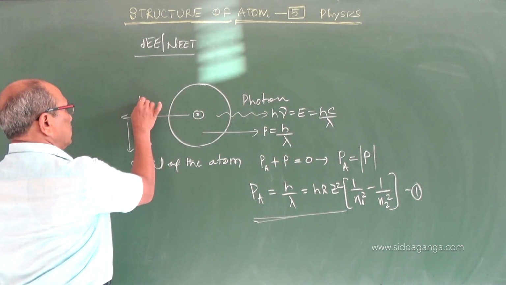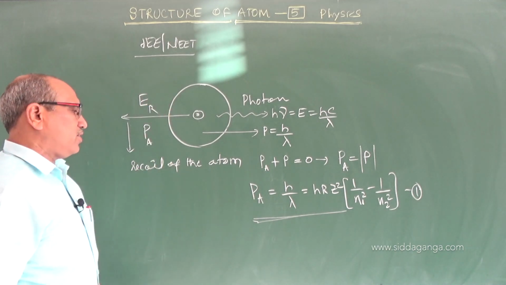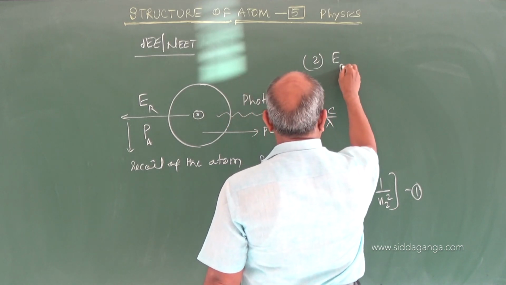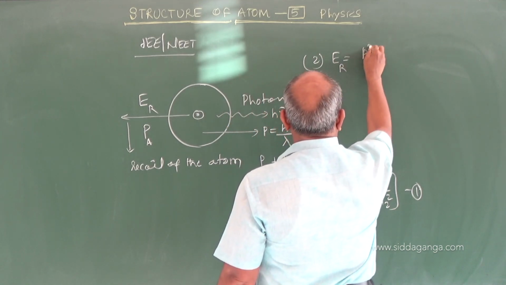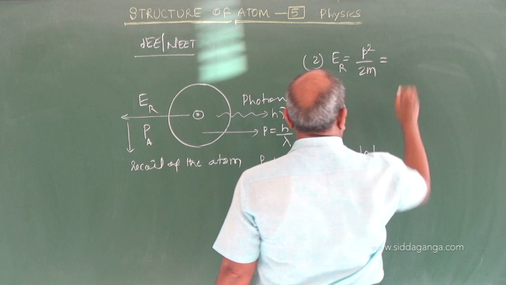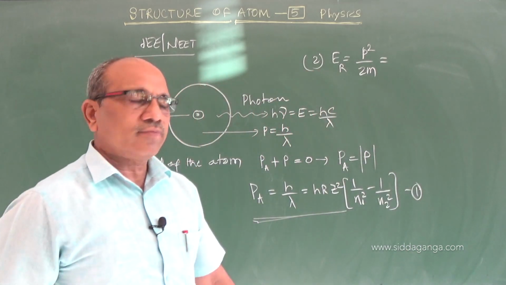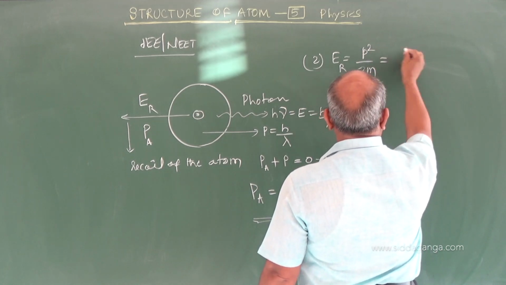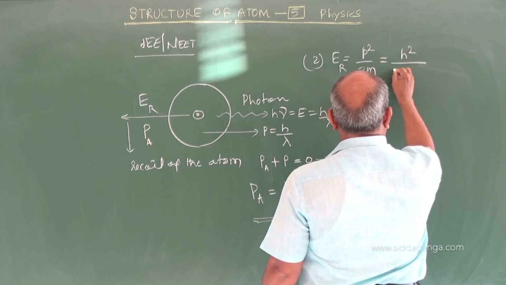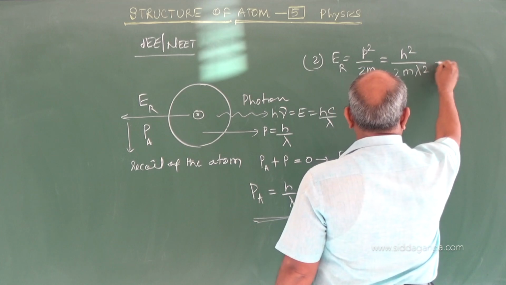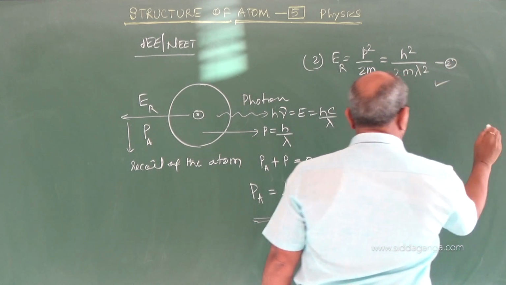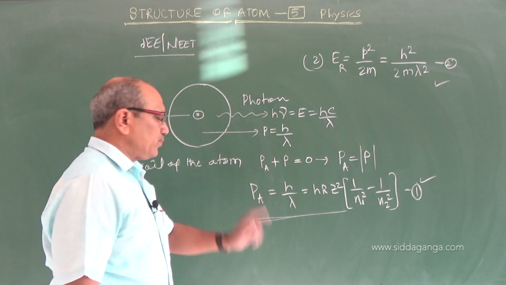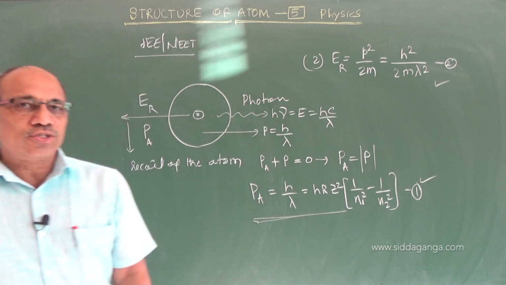And what is the recoil energy of the atom? The recoiling energy is nothing but P square by 2m, the kinetic energy that the atom possesses. P is h by lambda, therefore it is h square by 2m lambda square. These two equations, more importantly, you have to look into. I think you have understood here.